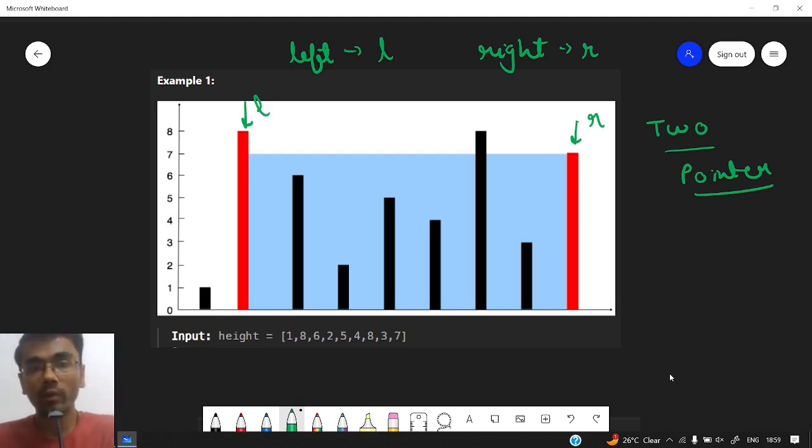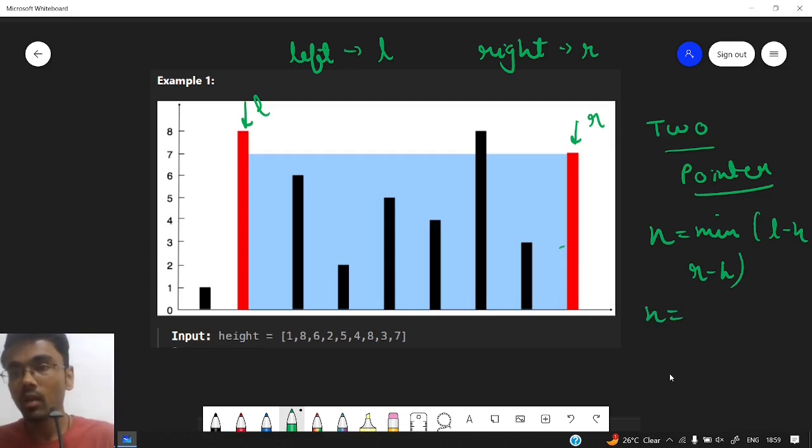These are the 2 points that we will choose now, and see what is the amount of water that can be stored by these two heights. So what will be the height? Minimum of left height and right height. What is the minimum? Minimum is the right height, that is 7. So our height will be 7.